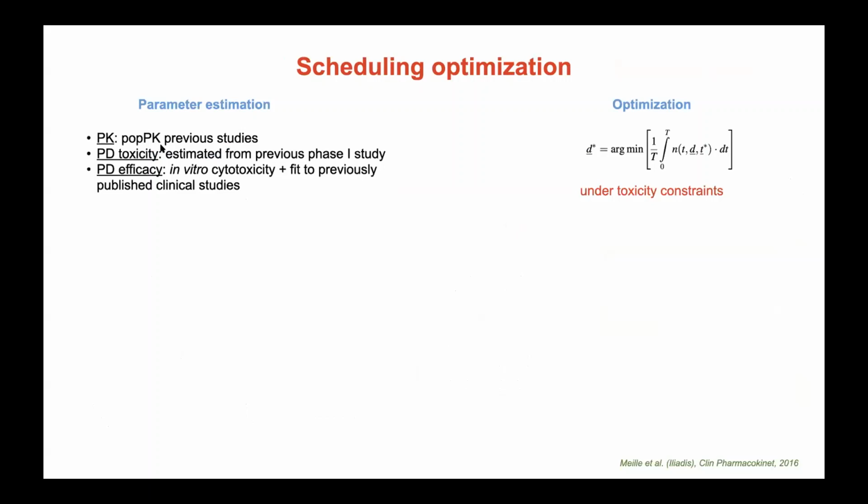The parameter estimation was an important part of the study. I won't go too much into the detail, but some previous phase 1 studies were used, and some in vitro cytotoxicity assays as well. And optimization is basically optimizing the average size of the tumor during one cycle. But the very important part of the optimization, which I won't go into in detail, is the crucial part here. It was the toxicity constraints on neutropenia.